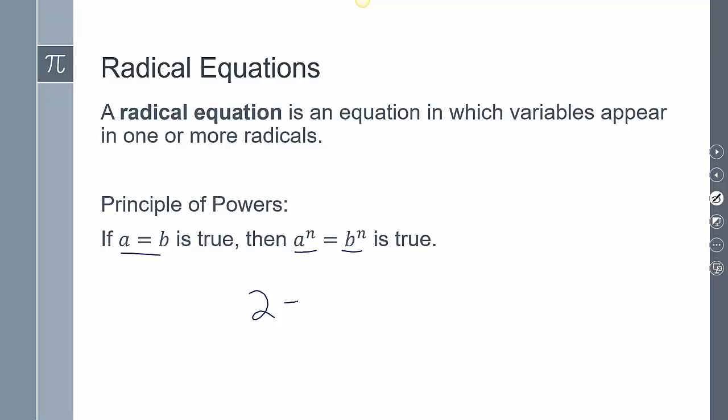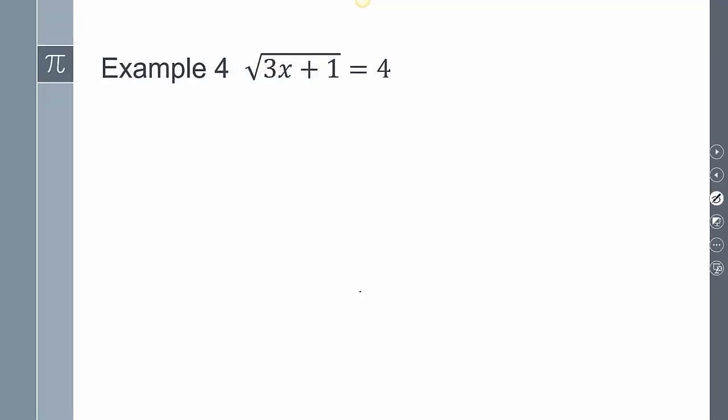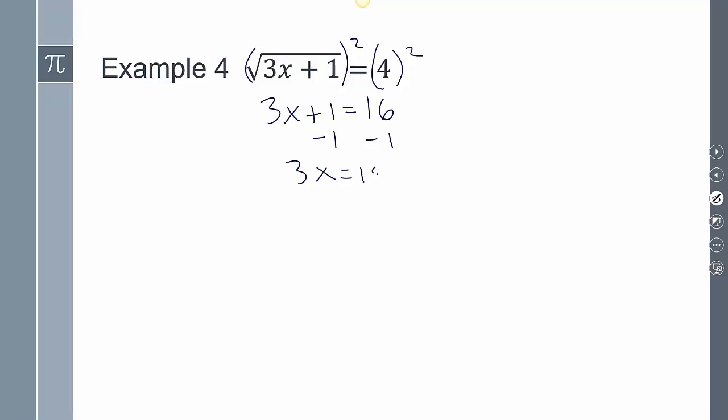And to think about it, I know that 2 equals 2. If I take that to the third power, and that to the third power, now I have 8 equals 8. They're the same thing. So solving this one, to get rid of this square root, I have to square both sides. And so now I'm going to get 3x plus 1 equals 16. Subtract 1 on both sides, you get 3x equals 15. Divide both sides by 3 and you get x equals 5.